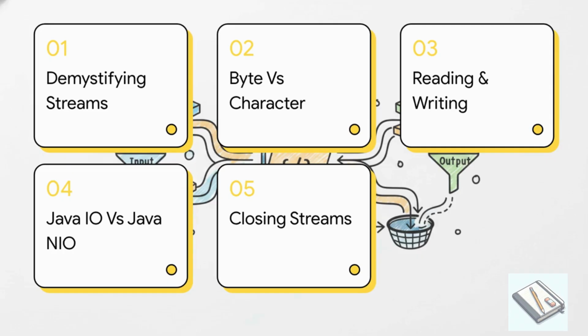Okay, let's dive right into this. Here's our roadmap for today. 1. Demystifying Java streams. 2. Byte versus character streams. 3. Reading and writing files. 4. Java I/O versus Java NIO. And finally, 5. Closing your I/O streams.